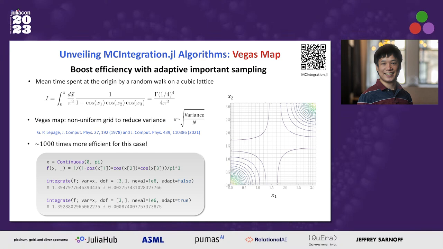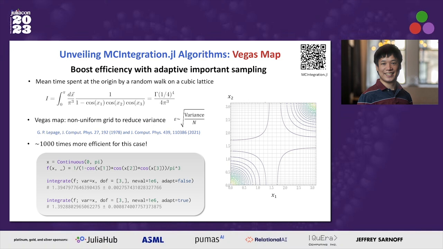Naively, you would say that to have good performance, instead of randomly putting data points, you need to sample these singular points more frequently. And the Vegas map is precisely doing that in a very efficient way. What we find is that with this example, the Vegas map can boost the efficiency by a factor of 1,000.